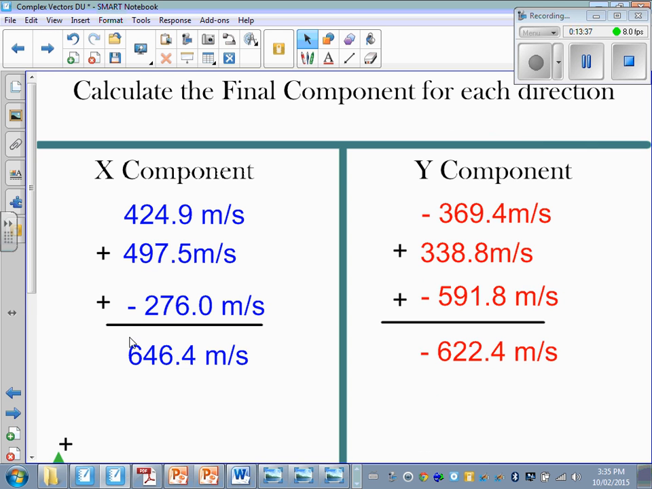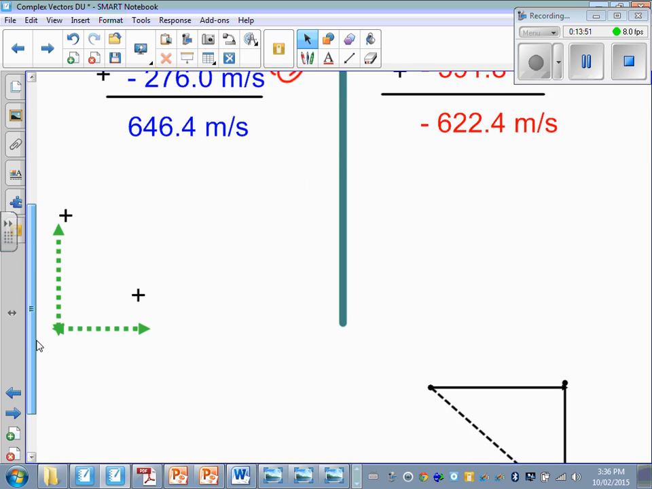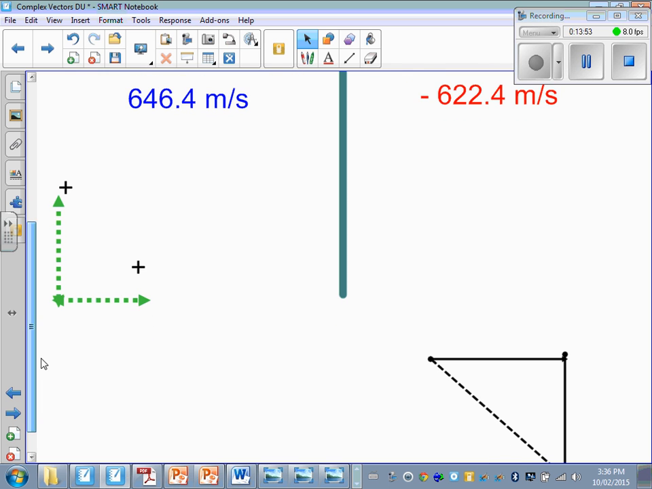So what do we do now? We add up the x components and the y components for each vector. So we have vector 1, vector 2, vector 3, and we've just broken them into the x component and the y component. Why do we do that? Well, we're trying to get an overall x value, and I've just sketched it here. But let's say this x value that we've come out with is 646.4. The y value that we've come out with is 622.4 meters per second. This is a negative.